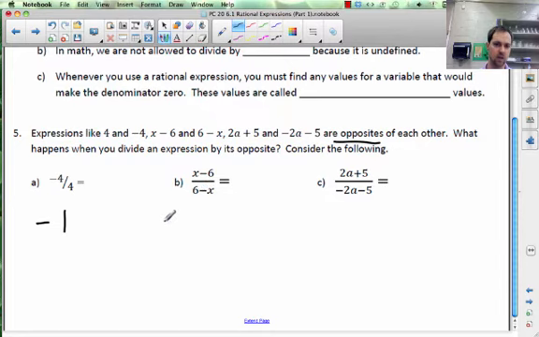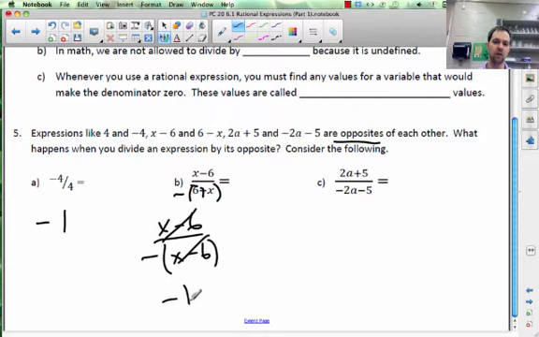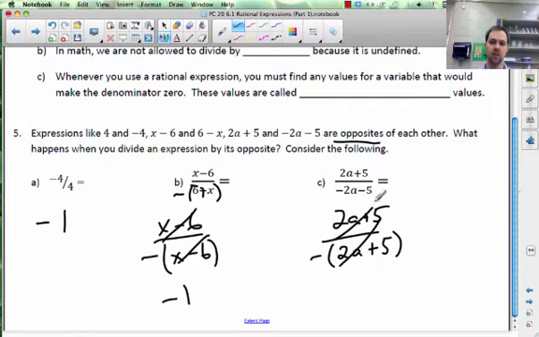x minus 6 over 6 minus x. This can be rewritten as x minus 6 over the negative version of, you take out a negative, and the 6 turns negative and the x turns positive, so the negative version of x minus 6. And again, something divided by itself is 1, but the negative hangs out there, and you get negative 1. 2a plus 5 over, take out a negative, and that bottom one becomes 2a plus 5. Again, those cancel to 1, the negative hangs out, and your answer for all three then is negative 1.